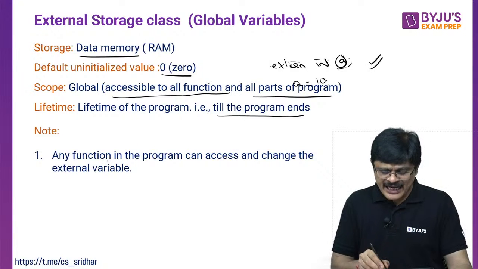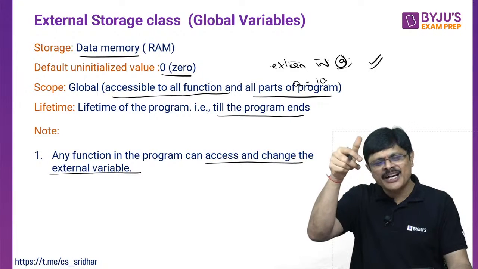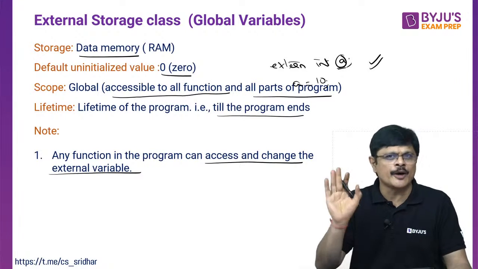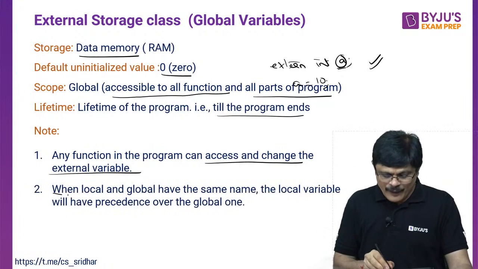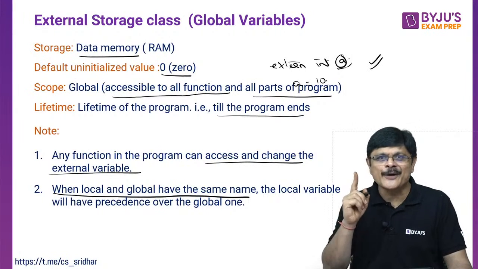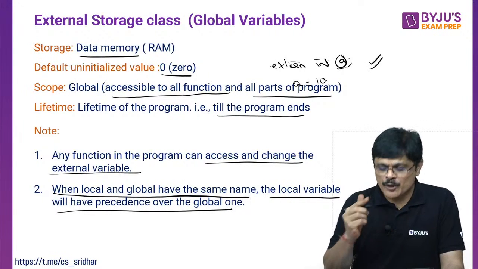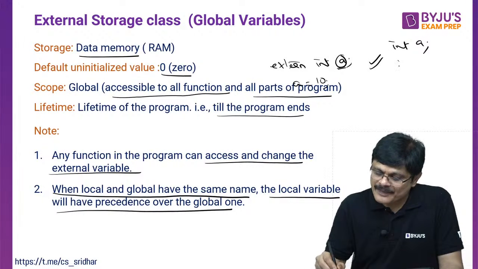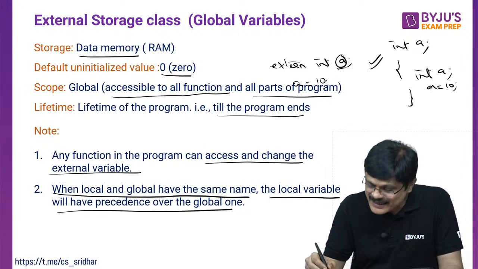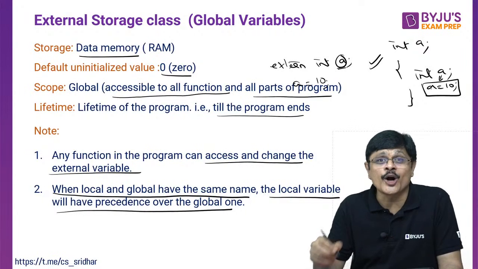Please note these points. Any function in the program can access and change external variables. Suppose you have an external or global variable, it can be accessed and modified by any function or any block of your program, my dear friend. But when local and global have the same name, the local will have precedence over the global variable. If you say a is equal to 10, this a will be the local a, not the global.